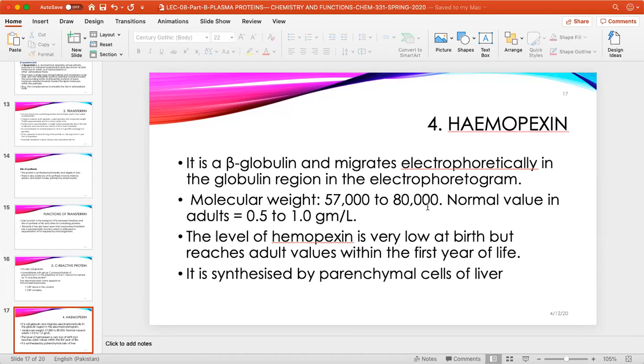So what is meant by migrates electrophoretically in the globulin region? This is the migration of charged colloidal particles or molecules through a stationary medium under the influence of an applied electric field. Hemopexin is a plasma protein with the highest binding affinity to heme. It is mainly expressed in the liver.